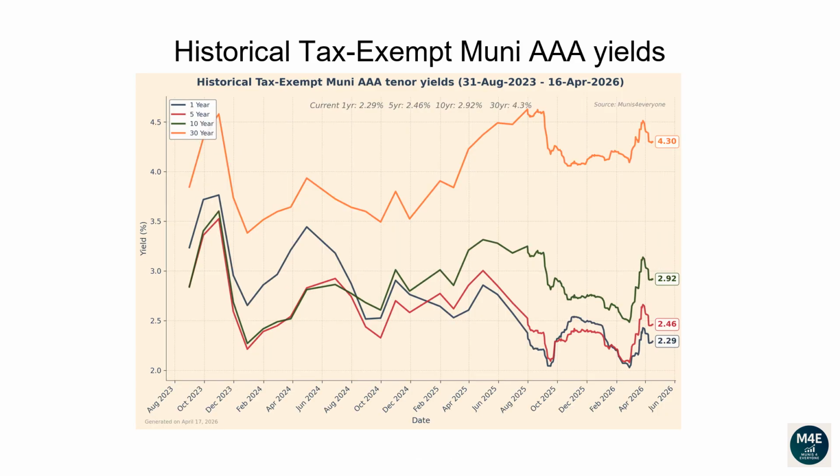This line plot and the next plot show how each tenor of the Muni yield curve has changed over time. From the 31st of August 2023 to the 16th of April 2026, the 1-year yield has dropped from 3.24 to 2.29. The 5-year yield has dropped from 2.85 to 2.46. The 10-year yield has increased from 2.84 to 2.92. The 30-year yield has increased from 3.85 to 4.3.